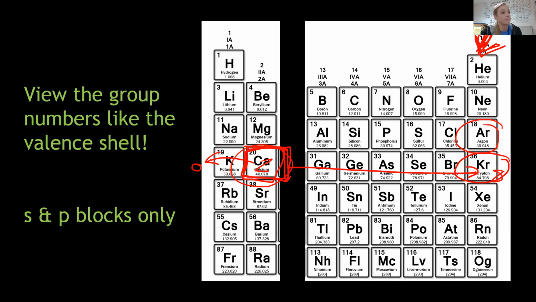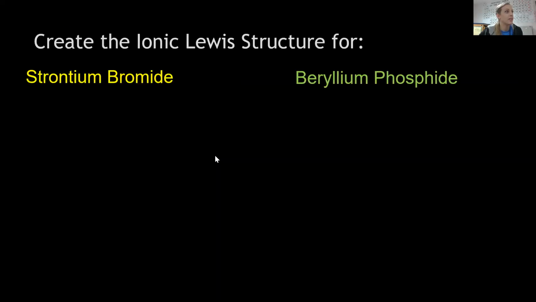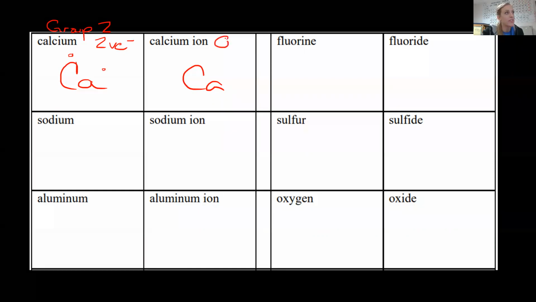Sangeet. Lose 2. Yes, losing 2 is going to be a lot less steps. So when I look at calcium, instead of drawing 6 more dots, I am just not drawing dots. I have 0 valence electrons because it's easier to lose 2 than it is to gain 6. We are losing 2 electrons.